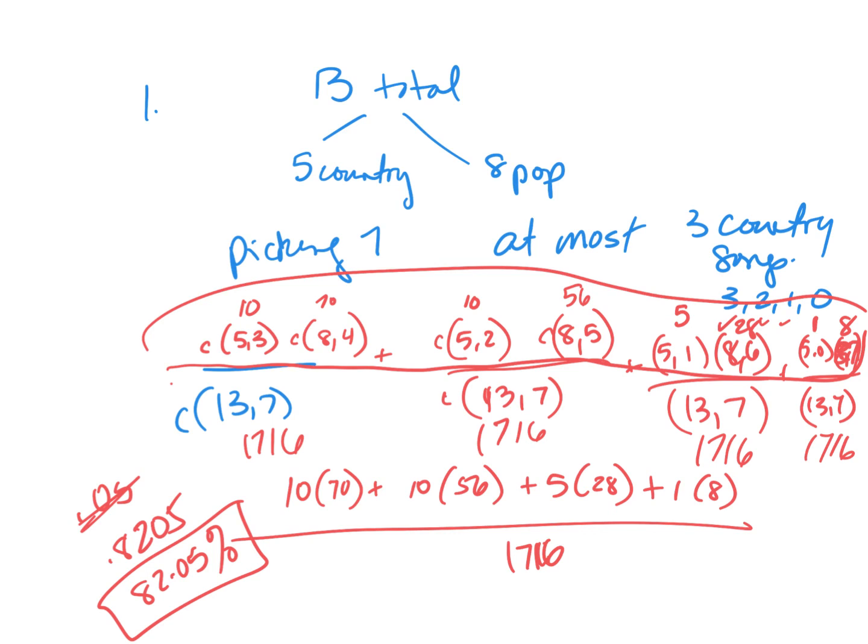We're going to either get 3 country, 2 country, 1 country, or 0. And when there's "or," you add the probability of each one. Okay? So "or" means add, and "and" means multiply when you're doing probabilities.